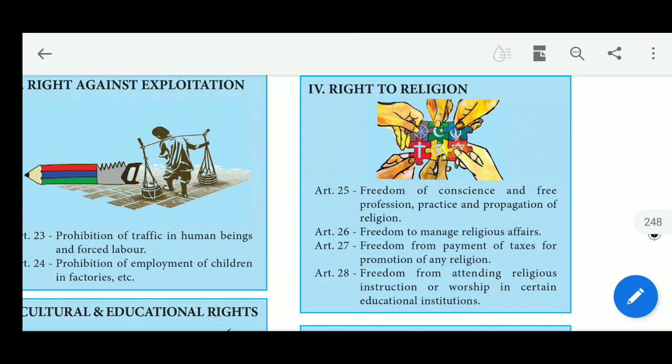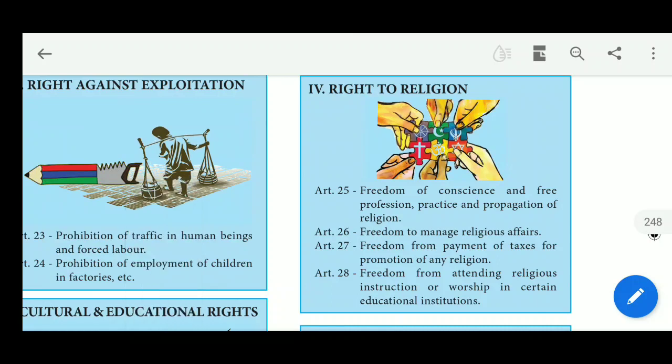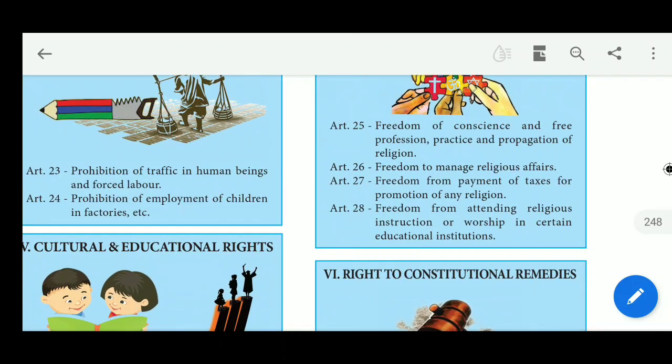Article 27. Freedom from payment of taxes for promotion of any religion. Explanation. Article 27 provides freedom not to pay taxes for the promotion or maintenance of any particular religion. Page number 172. Article 28. Freedom from attending religious instruction or worship in certain educational institutions. Explanation. Article 28 prohibits religious instruction in educational institutions wholly maintained by the state.